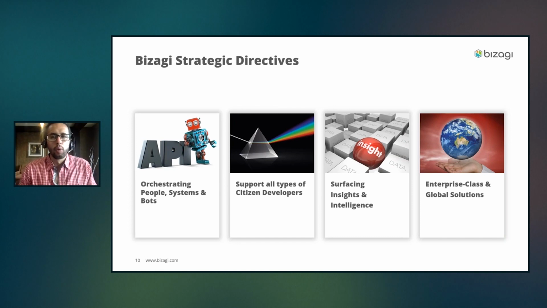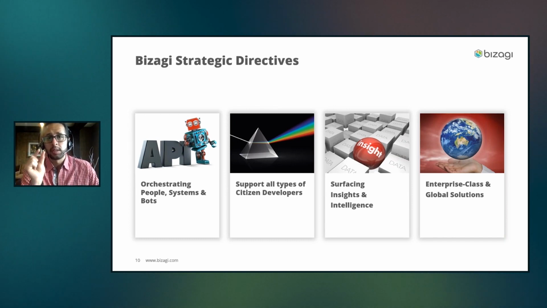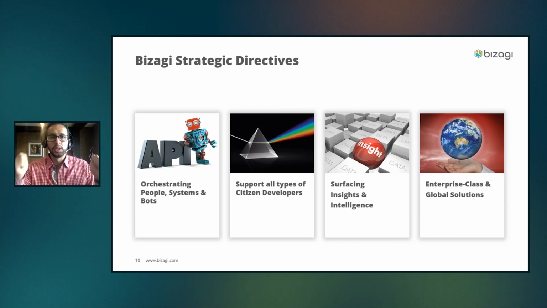And the last one, 4.1, enterprise class and global solutions. Definitely what we want to support is the whole range and spectrum of different types of customers, from the ones that maybe just focus on small processes or daily routine processes to the ones that go through highly complex processes with multiple locations, multiple users, multiple languages, and time zones. All of this is what we want to support.